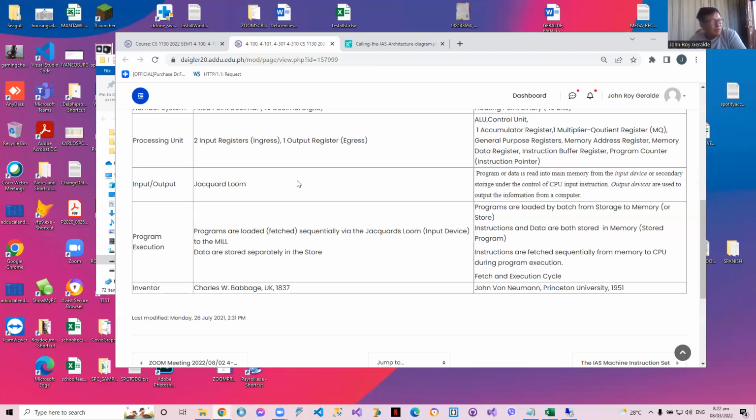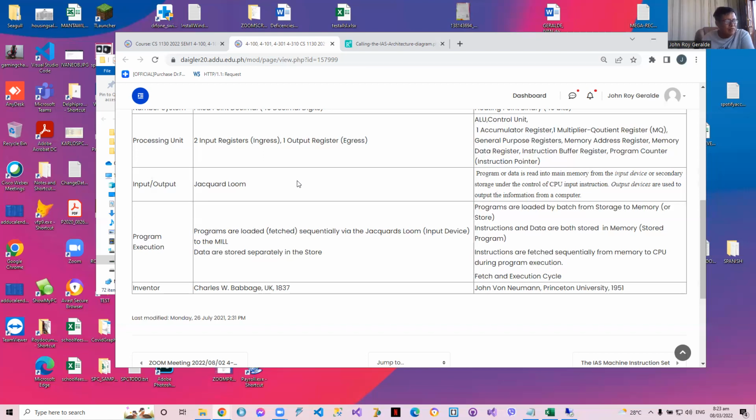So, instead of running them one by one from the input device, John von Neumann proposed that programs are wholly loaded. They're fully loaded by batch. Ibig sabihin, you do not run a program one by one, but you load it from storage or hard disk to memory in whole. Do you follow? So you need a large memory. Okay? Only then are instructions and data fetched one by one from main memory this time.